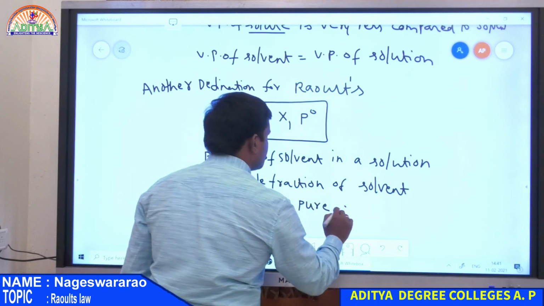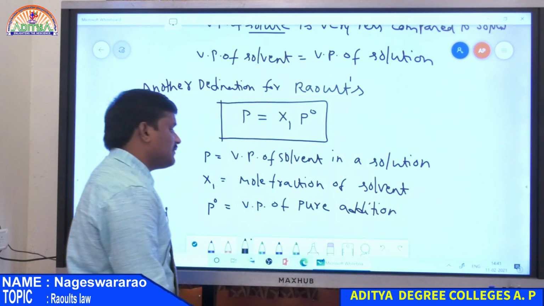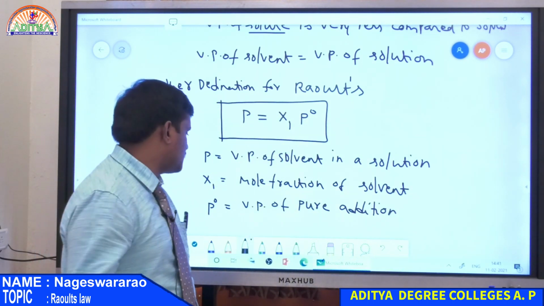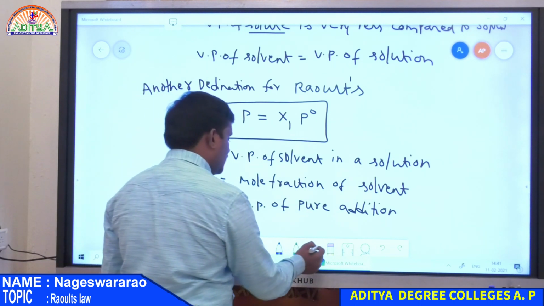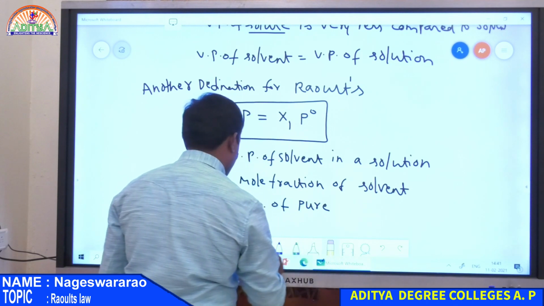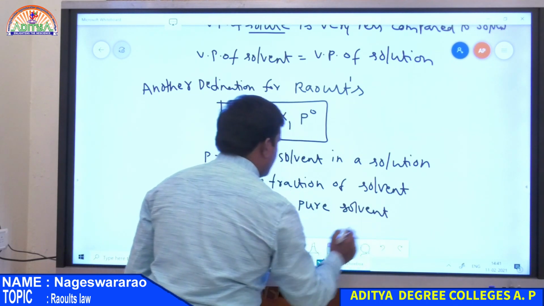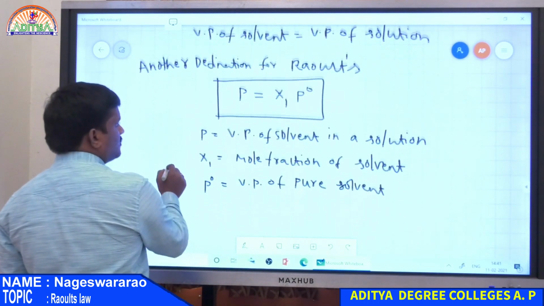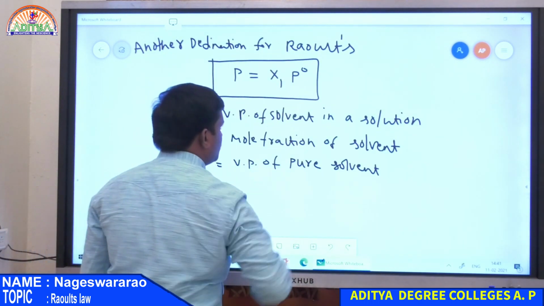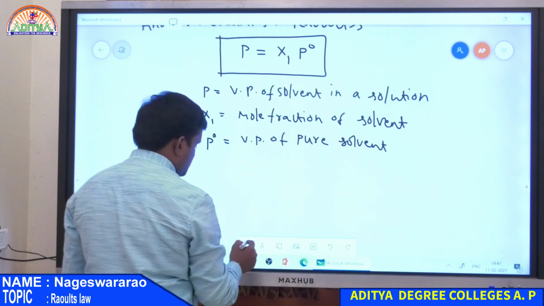So before addition of non-volatile solute, what is the vapor pressure of a pure solvent? That is nothing but P naught, where P naught is known as the vapor pressure of pure solvent. Therefore, from this equation, P is equal to x1 into P naught. What is x1? x1 is the mole fraction of solvent.